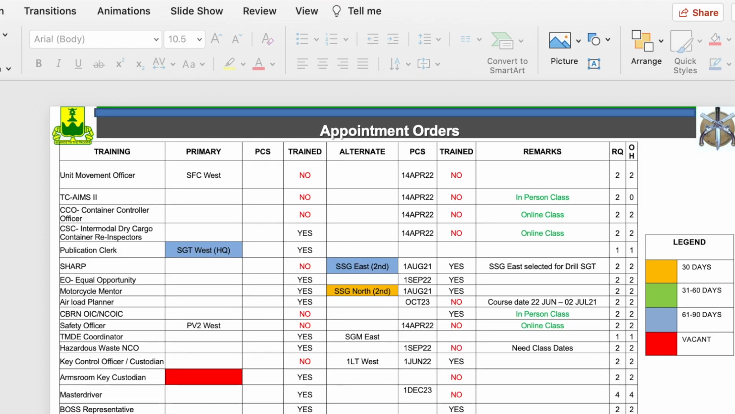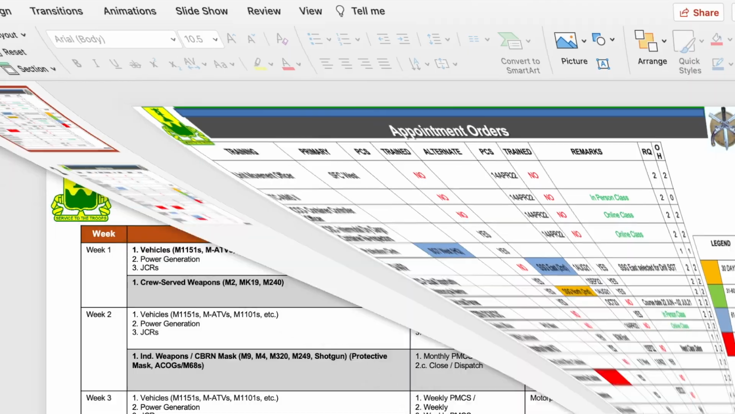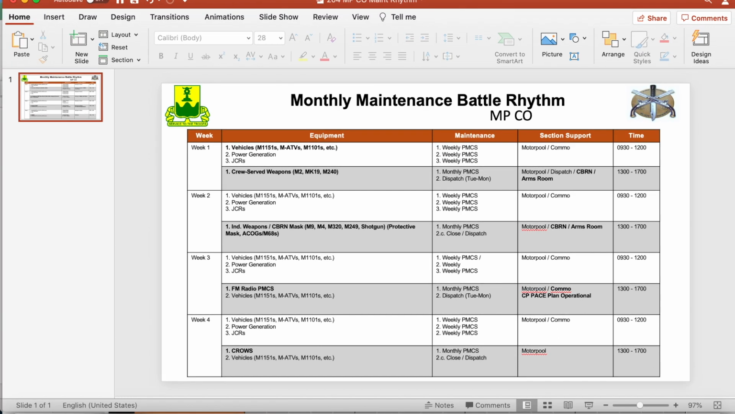So for today's video, we're going to be going over appointment orders. We're going to be going over the maintenance battle rhythm. We're going to be going over a tracker that I use for our JCRs and for our radios. And I'm going to talk about those and show you guys basically how I implement those. Oh, and the arms room battle rhythm.